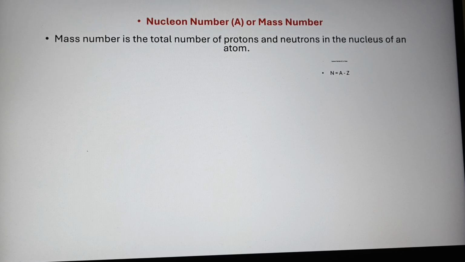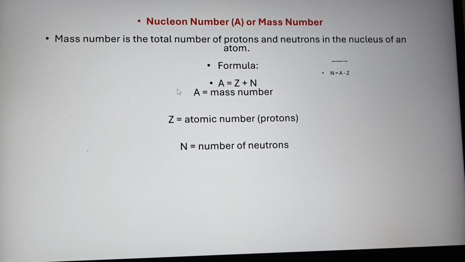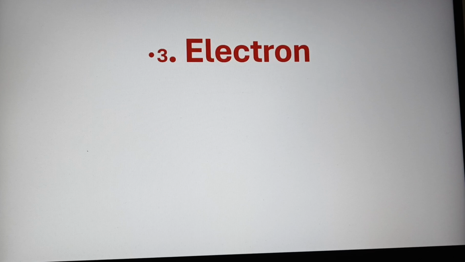Now we see what is nucleon number or mass number. It is denoted by the symbol A and it is the total number of protons and neutrons in the nucleus of an atom. It is also called the nucleon number. Now we write the formula for nucleon number. Here A is equal to Z plus N, where A is mass number, Z is atomic number, and N is the number of neutrons. Neutrons do not affect the charge, but they affect the mass. So mass number tells us how many particles are in the nucleus, both protons and neutrons.